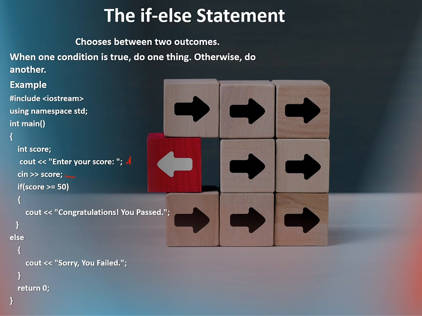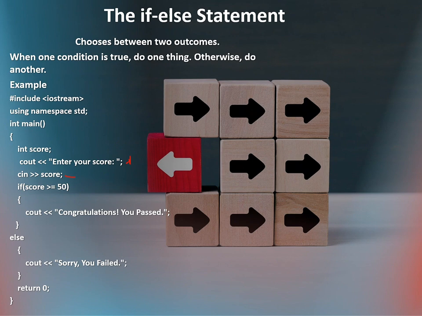So this program will print "Congratulations, you pass" if your score is 50 or more. Otherwise, it prints "Sorry, you failed." So the code flow here is that int score creates a variable for us to store the score of the students. That is what the int score did.